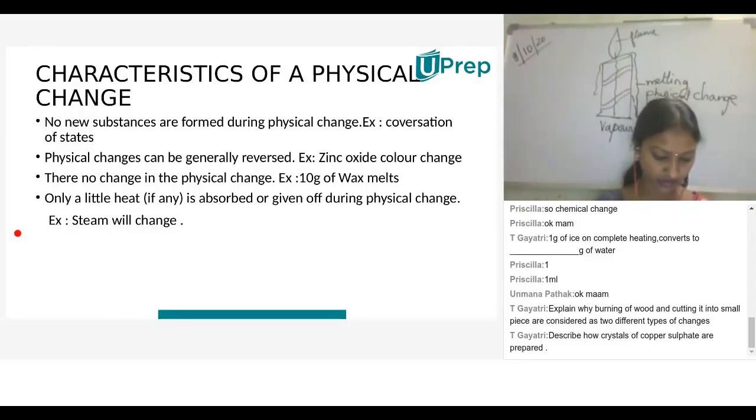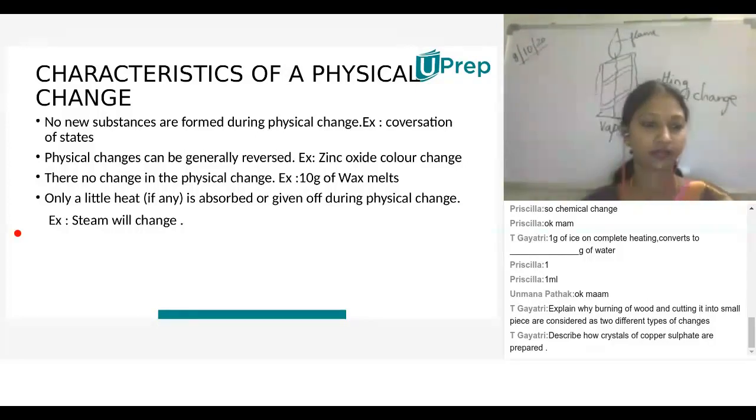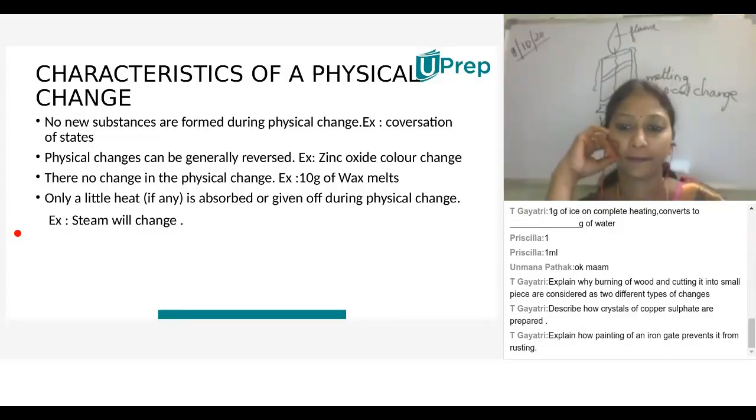Yes, Tia? Ma'am, are you typing the next question? Yes, I'm typing here. And this question is from Bhavya. Yes, very good, dear. What you said is correct. Very good. So, Bhavya, answer this question.